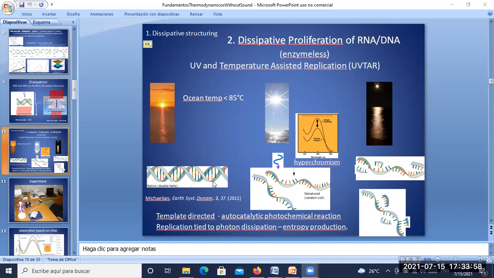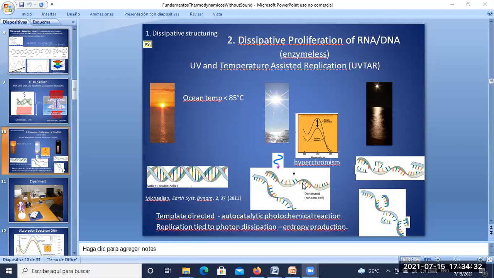So we have one in the first period, and in the second generation, we have two, and then in the third generation, we have 4, 8, 16, 32, 64, and so on. So we have an exponential increase. So this is an autocatalytic photochemical reaction. And it's autocatalytic because one of the strands is acting as a template to produce the other strand.